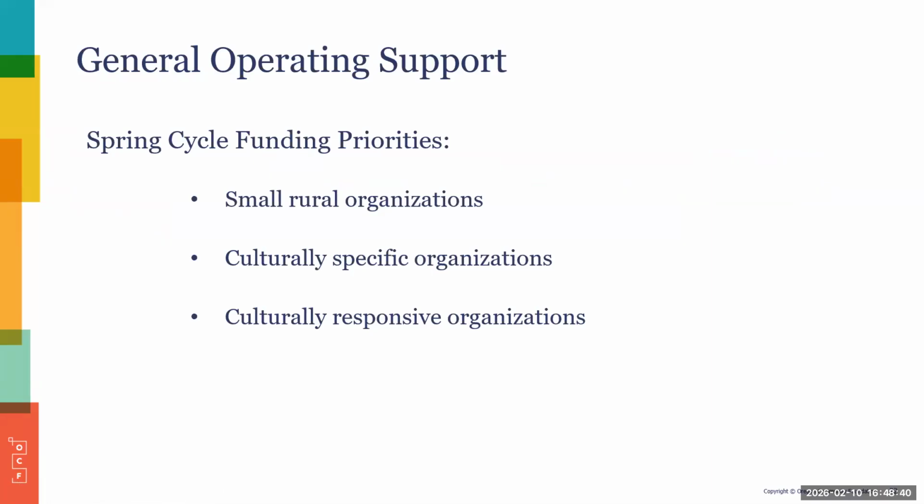In the 2026 spring cycle, funding will prioritize general operating support for small rural organizations, culturally specific organizations, and culturally responsive organizations. General operating support awards support an organization's overall mission. This means the 2026 spring cycle will not direct funds towards specific programs, such as new programs or projects. For the 2026 spring cycle, competitive organizations should fit into one or more of the following categories: small rural organizations, culturally specific organizations, or culturally responsive organizations.